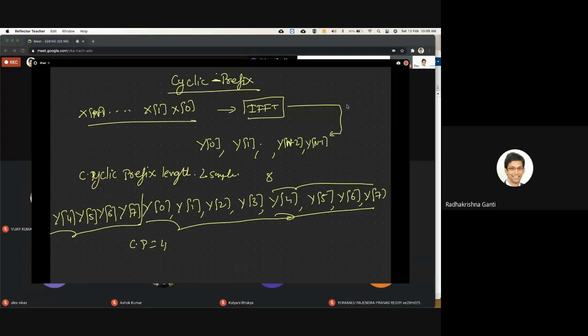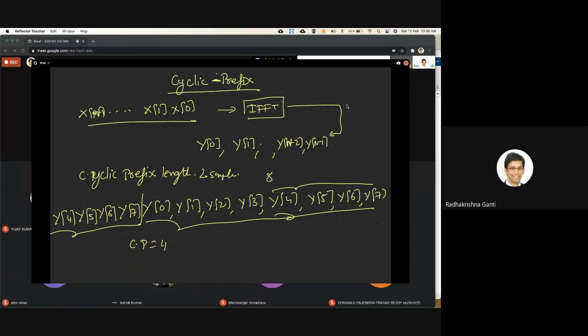So you mean some of the samples from the end you are adding at the beginning, right? At the beginning, yes. The last few samples. When we say last few, is there any standard how much? Yeah, that's defined by the standard. That's called cyclic prefix length. They are defining the time, but is there any logic behind that? Yes, there's a lot of logic. I'm going to explain that.